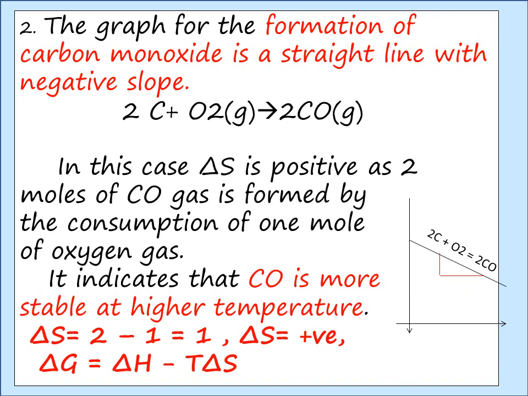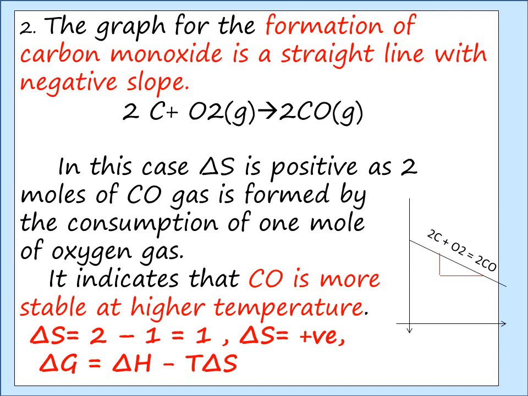Now you are seeing the graph for the formation of carbon monoxide. What do you observe? Here what is the type of slope? Is it positive slope or negative slope? Yes, here the slope is negative. When will you get a negative slope? When delta S is positive, then T delta S value will become negative. So the slope will be obviously negative.